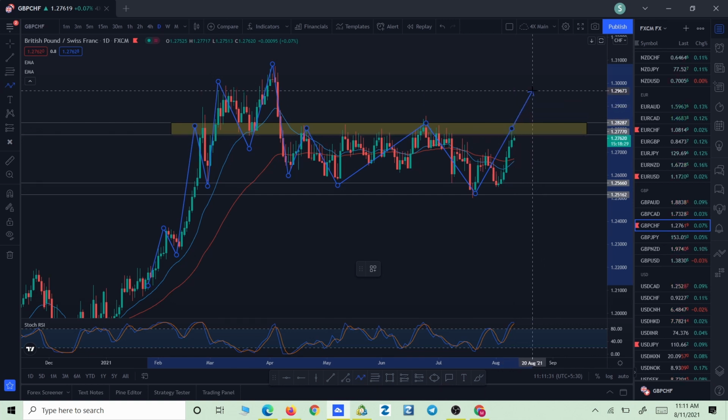If the price breaks and closes higher, we will shift our bias to bullish and start looking for long trades. So in this zone, if we find any kind of opportunities or movement or rejections to the downside, then we can look for short opportunities in the market.